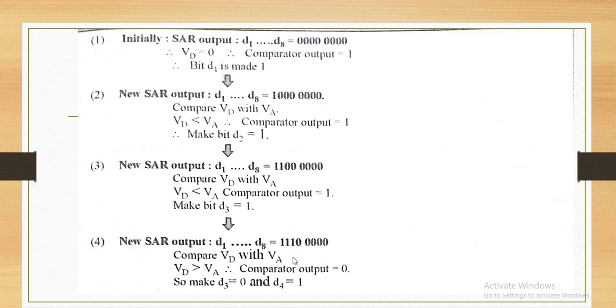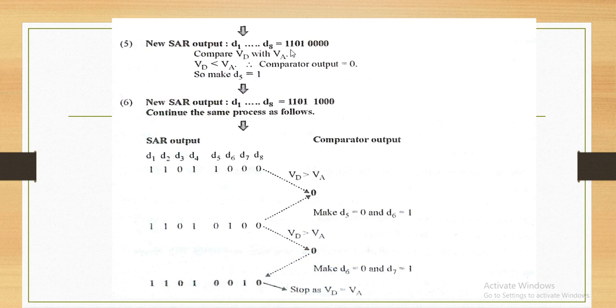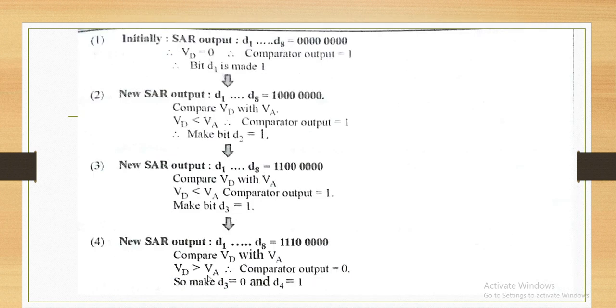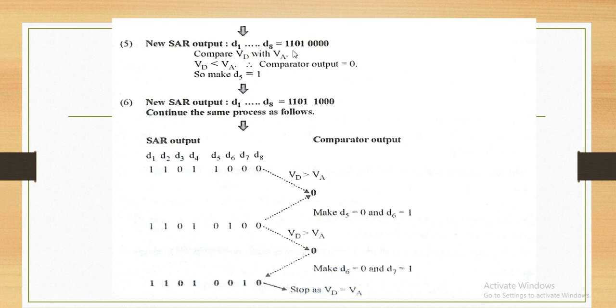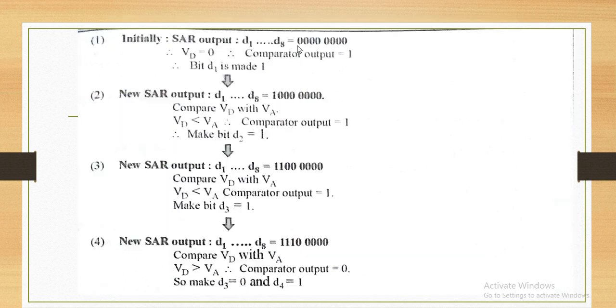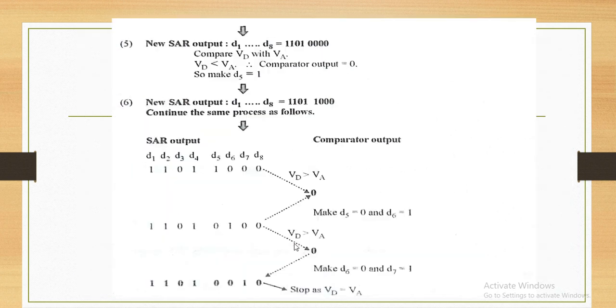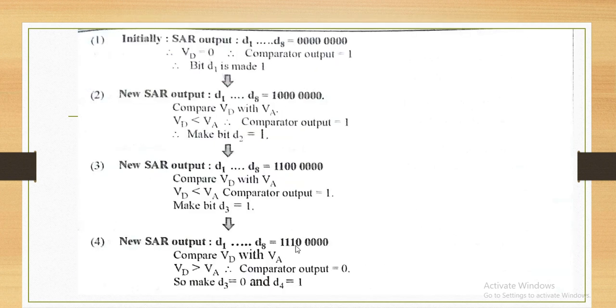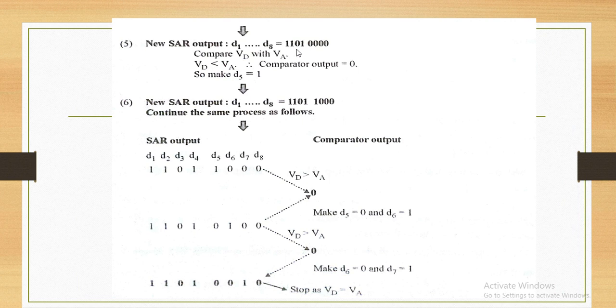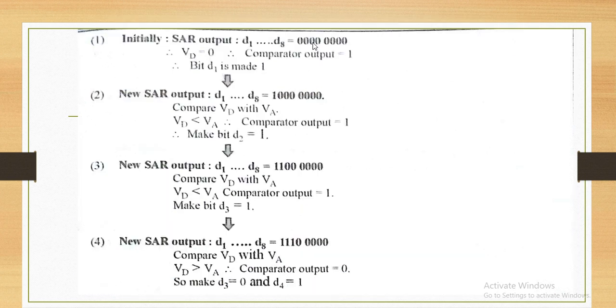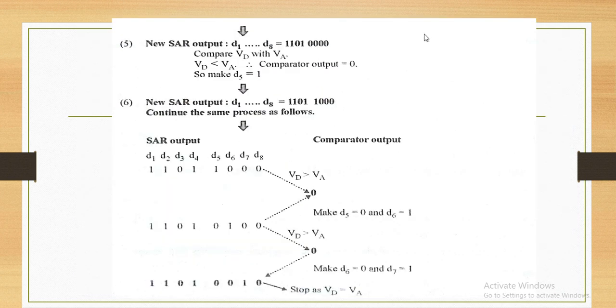So if you see the next case that we have got here, as VD is greater than VA, we have got this new code, that is 1101. This previously 1 is made as a 0, and this 0 is made as a 1. So now you can say that this code is less than this code, means the value of this code is less than this code. Okay, I think you got this idea.